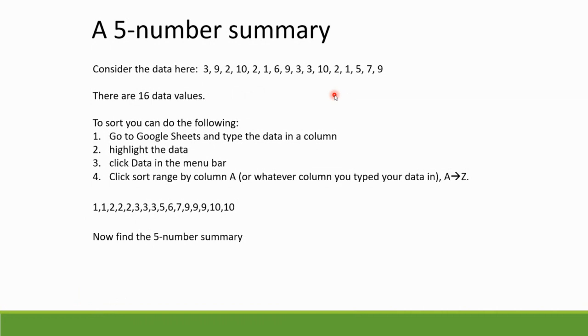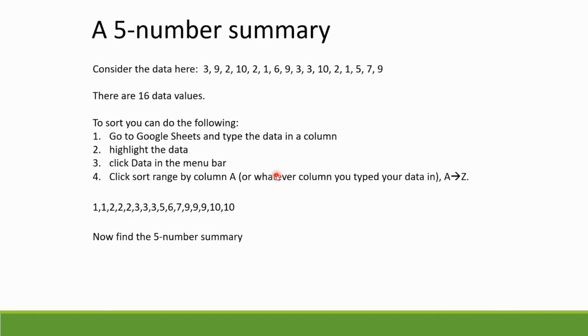You can do that by going either to Excel or Google Sheets. I wrote down how to do it in Google Sheets because Google Sheets is free, although I think Excel comes with most computers. But anyway, I figured it wouldn't hurt to do it through Google Sheets. You basically type the data in one column, highlight it, and then click Data in the menu bar, and tell it to sort the column you typed the data in from A through Z. It will sort it for you. You do have to sort the data. That's just part of the process.